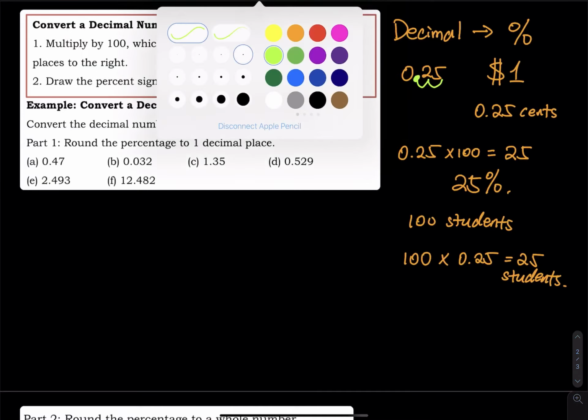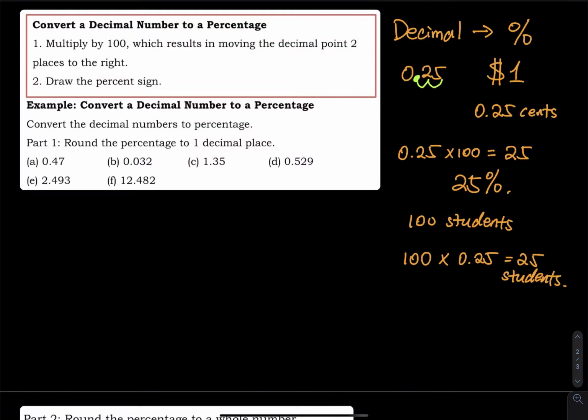Okay, we have the first problem. They want me to convert the decimal to percentage and keep 1 decimal place. All right. So I can do the math in here real quick. We see the decimal point, right? That is 1 step, 2 steps. All right. So A, 0.47, you multiply by 100, right? So that is 47. 47 means 47%.